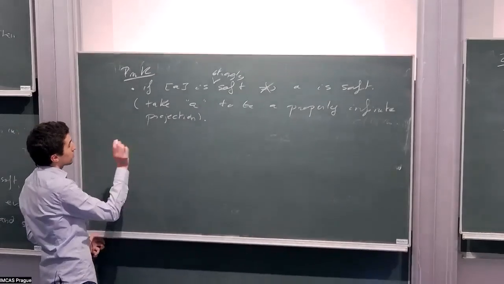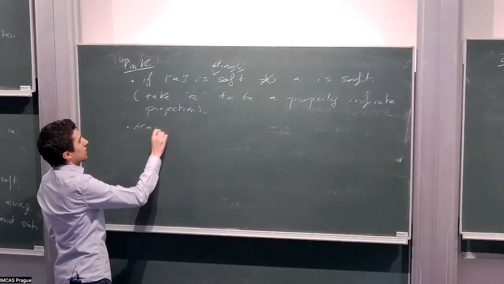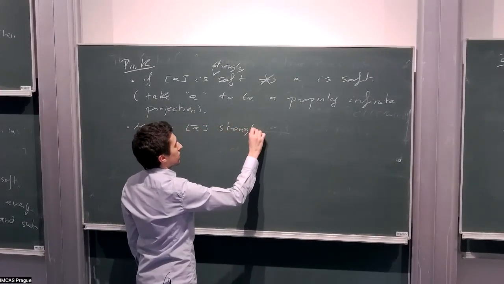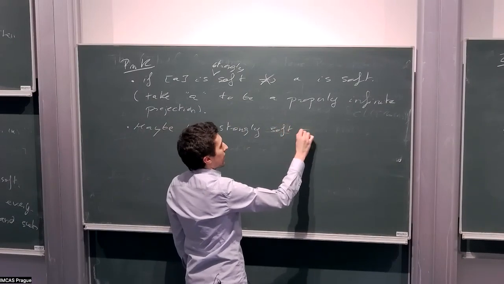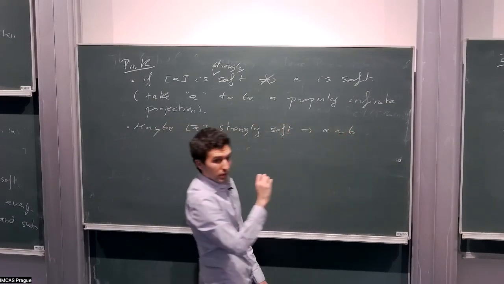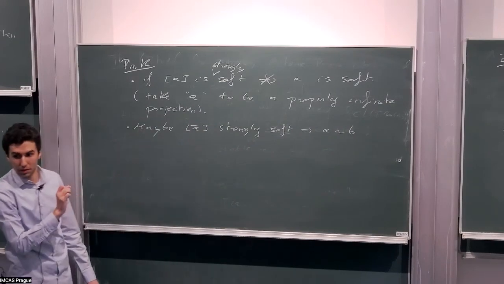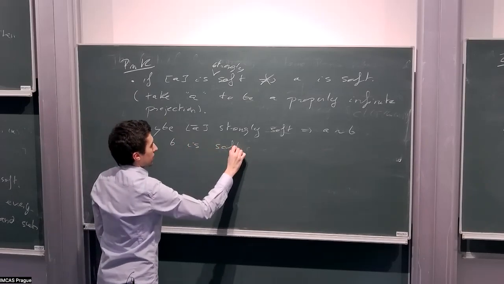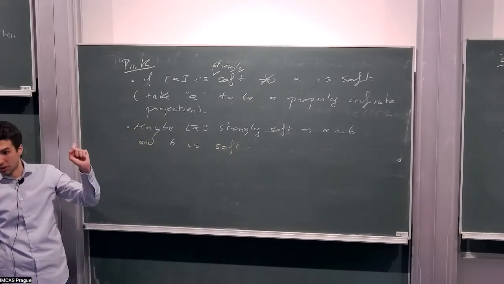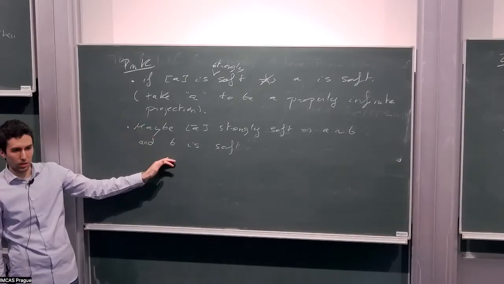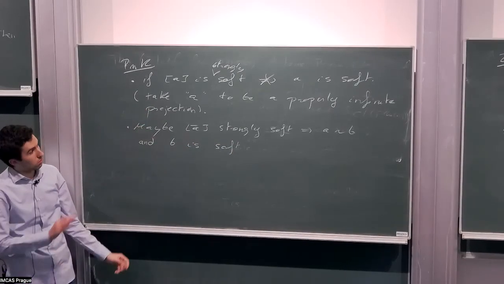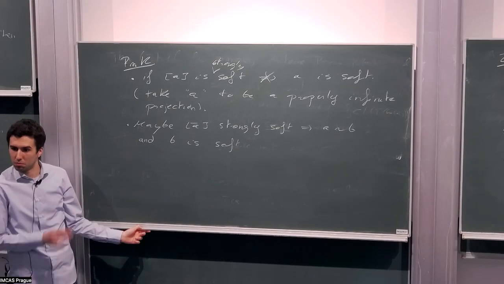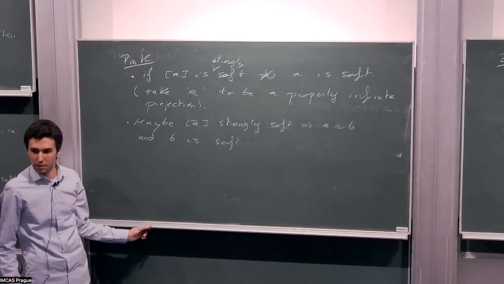What might be true, and this we do not know, is that maybe if A is strongly soft, then A is equivalent to B, and B is soft. This might happen, and this is true for properly infinite projections. So this counterexample is not a counterexample. All I'm saying here is that the theorem might be improvable, but for now, what we have is enough.